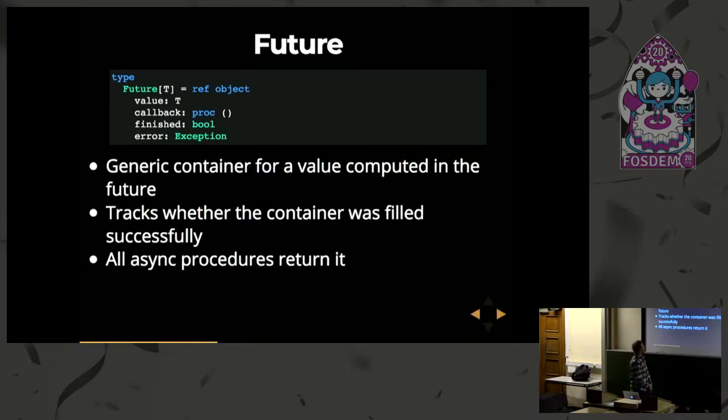And there's 4 fields: value, which stores the value stored in the future; a callback, which you can set to a procedure, and when the future gets completed, that callback gets called; a finished field to just track whether the future has completed or not; and an exception for when, for example, some error occurs during the computation of your future.